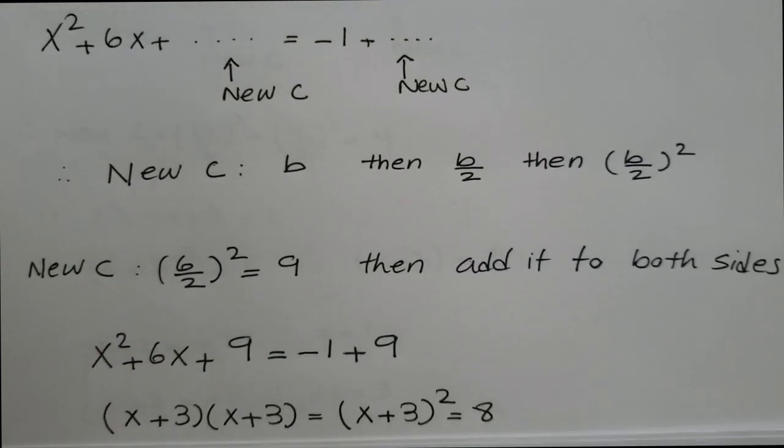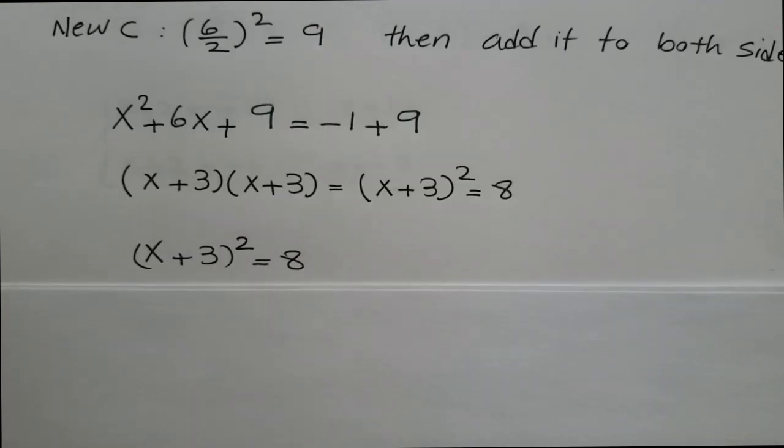If we add the 9 to both sides, we end up with x squared plus 6x plus 9. And then on the other side, I would have -1 plus 9. So this side, as per the pattern I reminded you of at the beginning of this video, changes into (x plus 3) times (x plus 3), or you can simply write it as (x plus 3) to the power 2 equals, on this side, -1 plus 9, which is 8. Now we have the equation (x plus 3) to the power 2 equals 8.